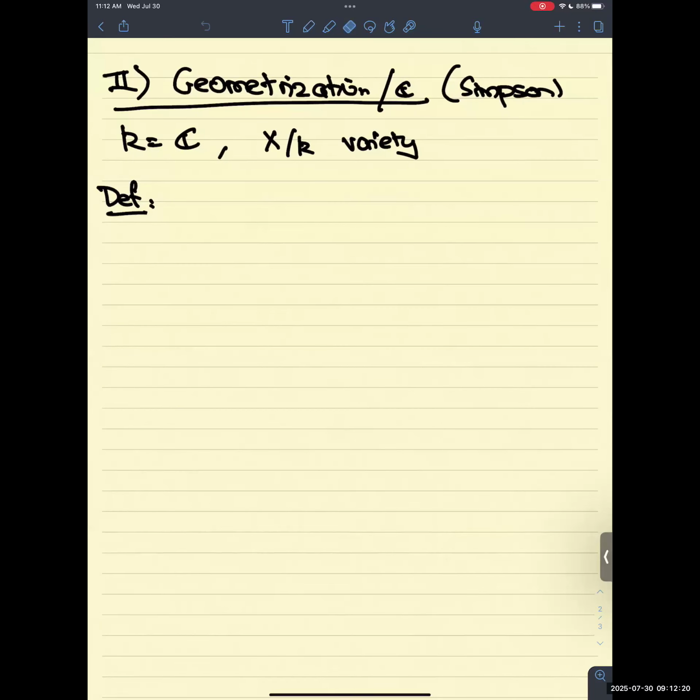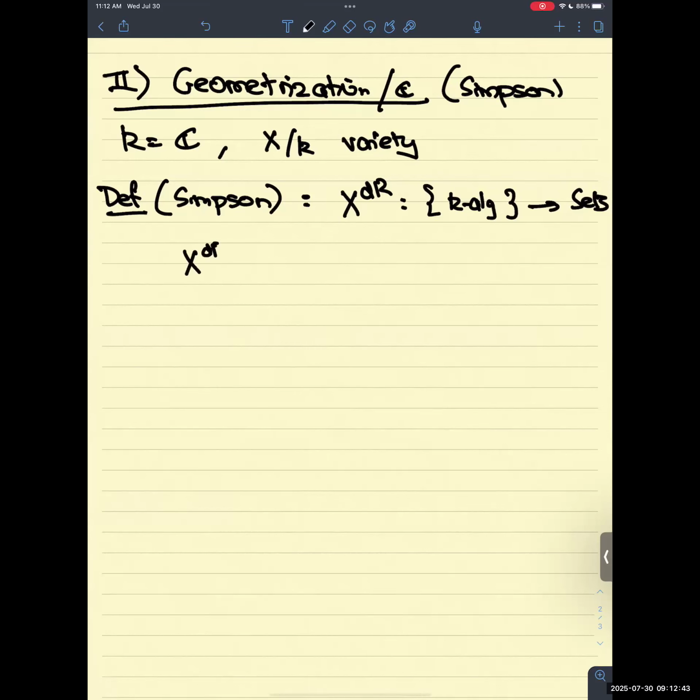Right, this definition is due to Simpson. And it's going to be a device for turning questions about de Rham cohomology into questions about algebro-geometric objects. And so it's a functor that he attaches to X, which is called the de Rham stack of X. It's a functor from K-algebras to sets. And it has a very simple definition. So X_dR evaluated on some test object R is just X evaluated on R reduced. So nothing fancy.